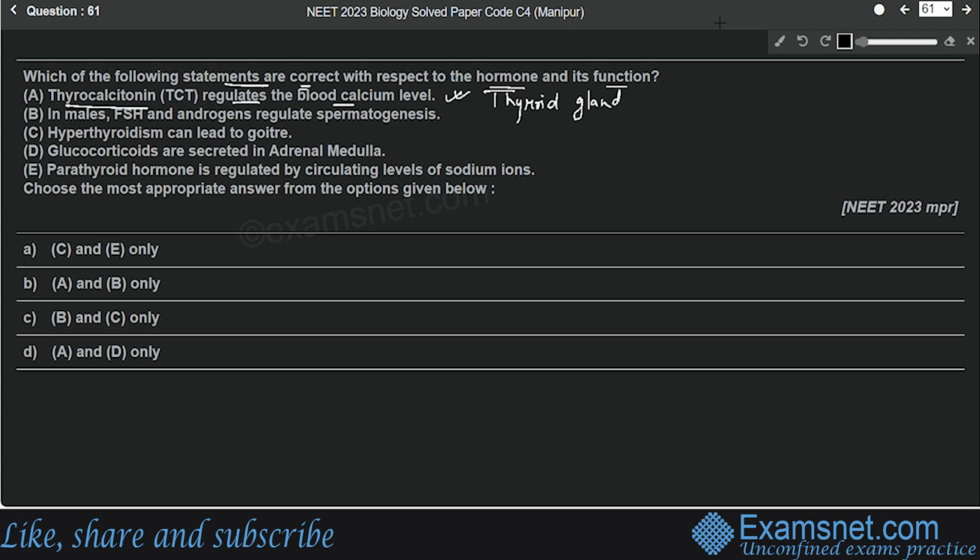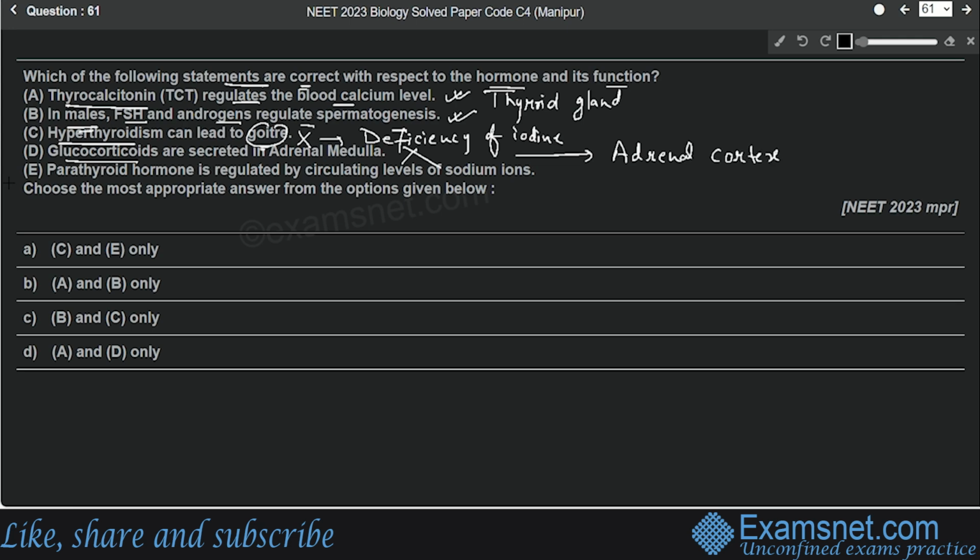Now the next statement says in males, FSH and androgens regulate spermatogenesis. So this is also a correct statement. Then come to the next statement. Hyperthyroidism can lead to goiter. Now this is an incorrect statement. Goiter is caused due to the deficiency of iodine, not due to hyperthyroidism. Then the fourth statement says glucocorticoids are secreted in adrenal medulla. This is also incorrect. Glucocorticoids are secreted by the adrenal cortex, not adrenal medulla.